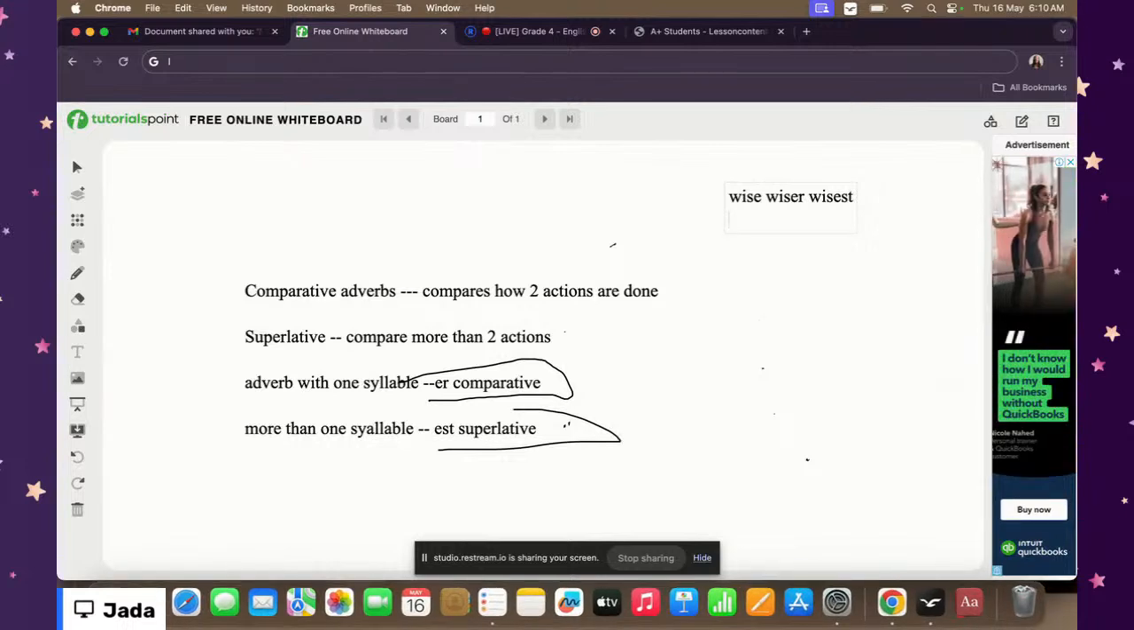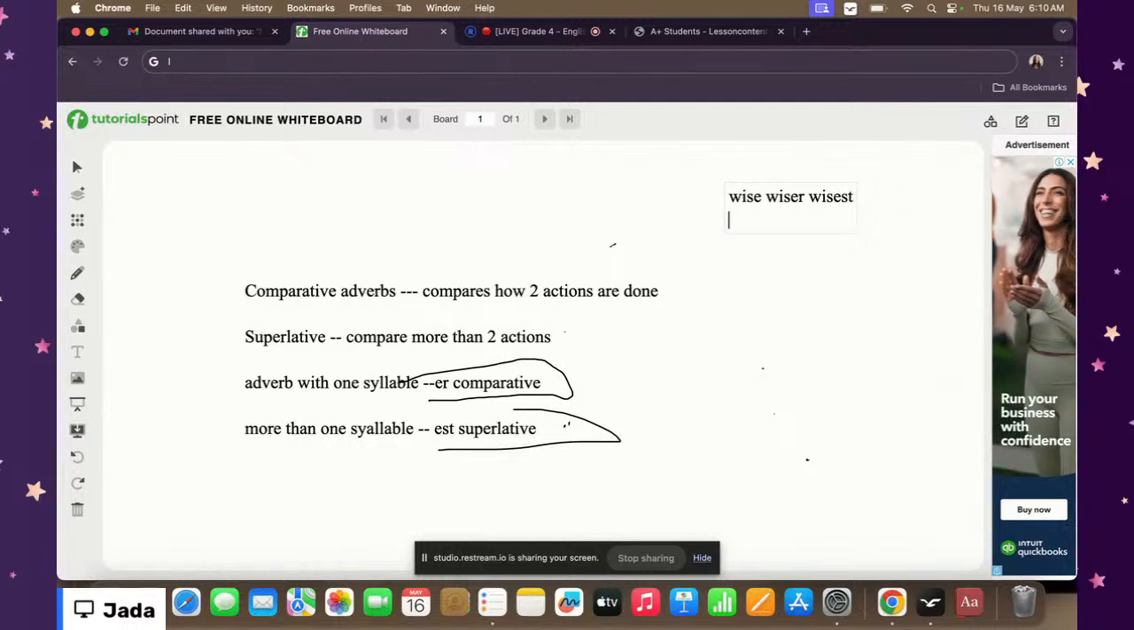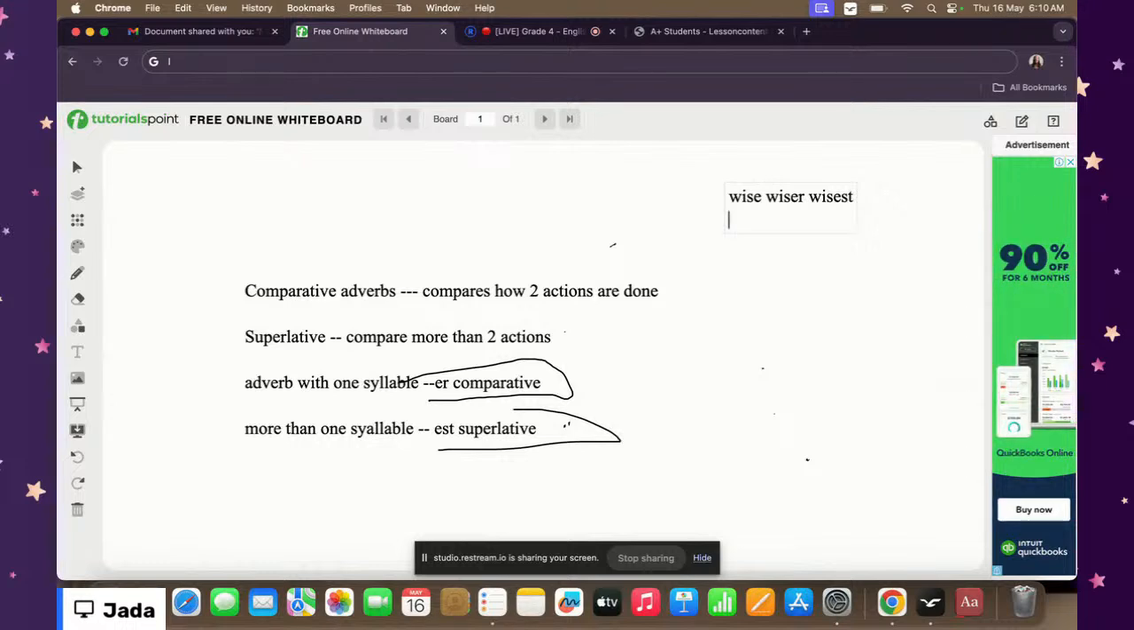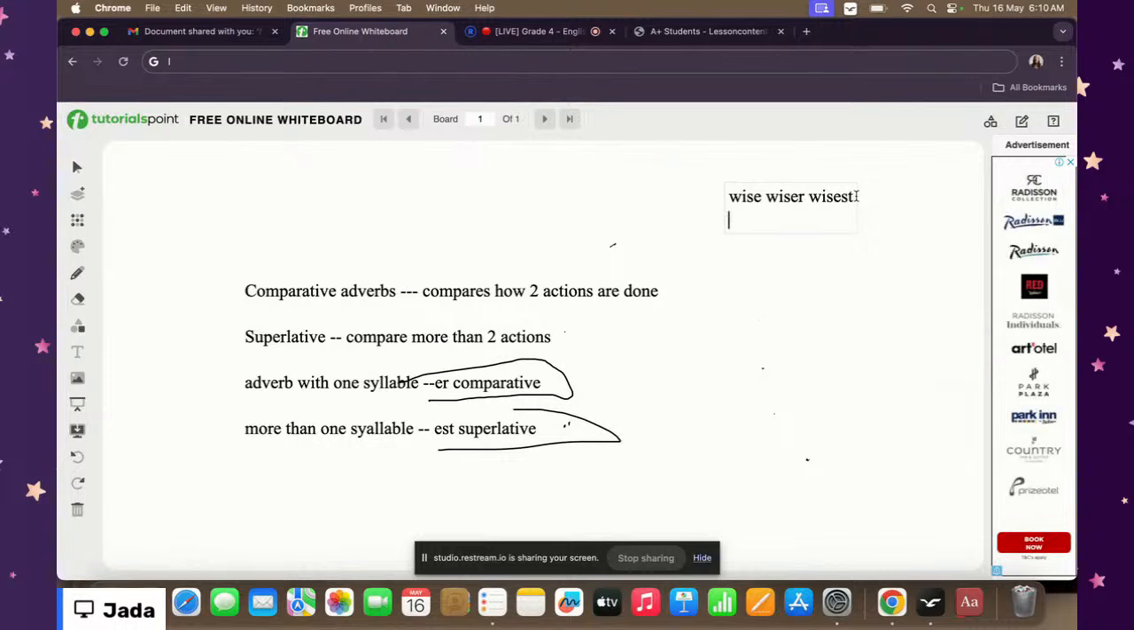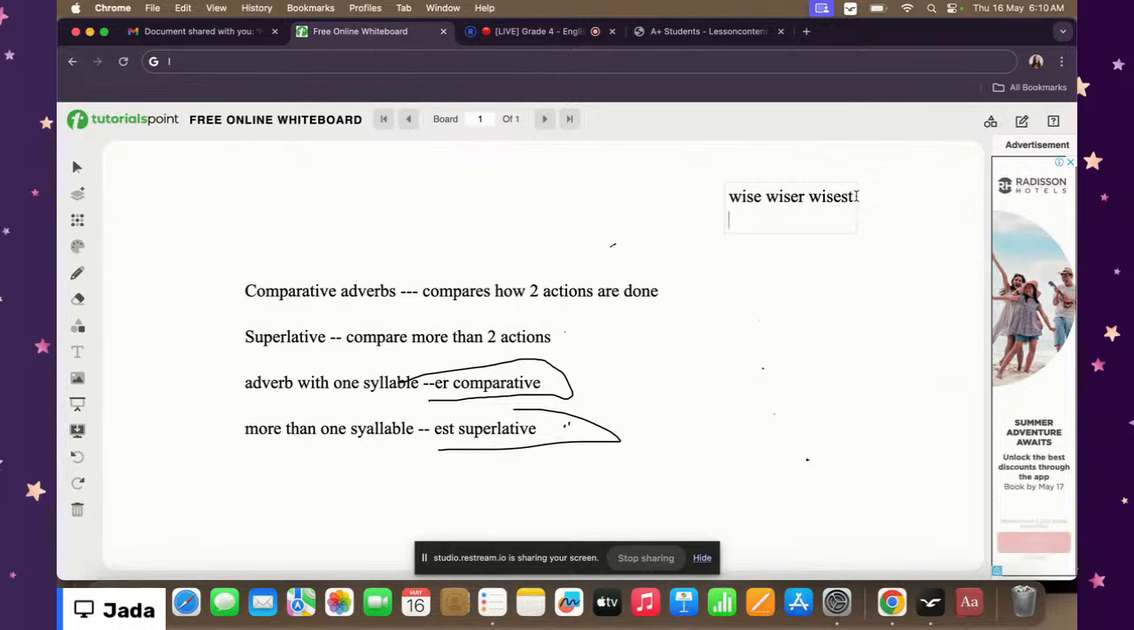Hi everyone, welcome to the chat. So your own examples, everyone, of comparative, superlative, and the base word. Think of your own examples and send them to me on the chat. Send in your examples of comparative, superlative, and the base word.